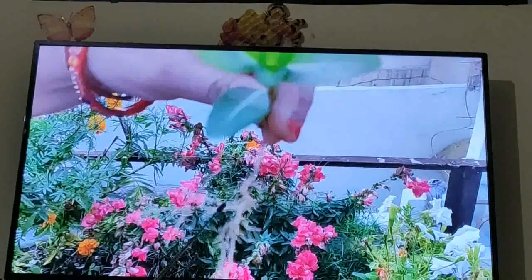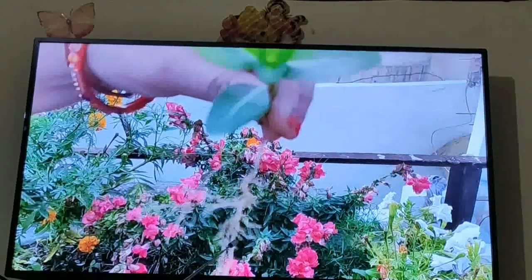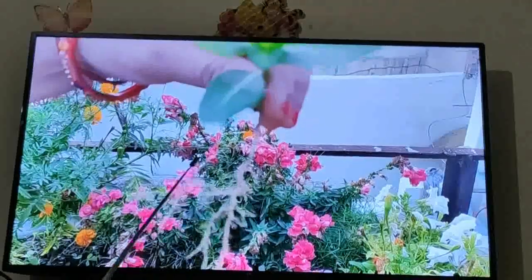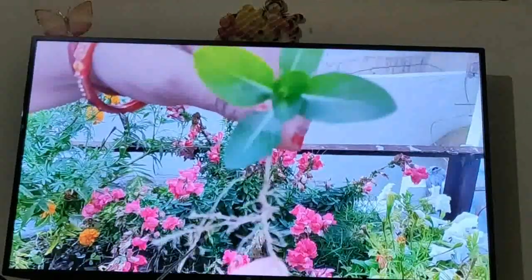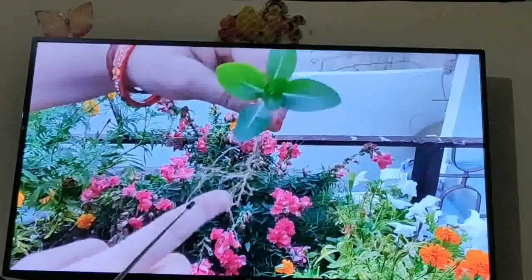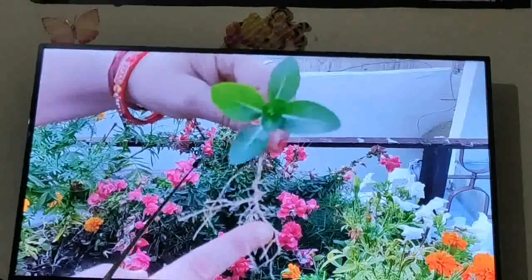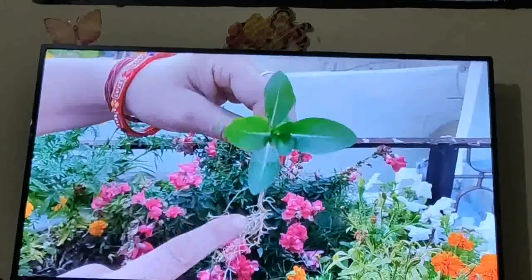Now the fourth function: the food prepared in the leaves is carried by the stem to all parts of the plant. Some plants store food in their roots, like radish and carrot, etc.